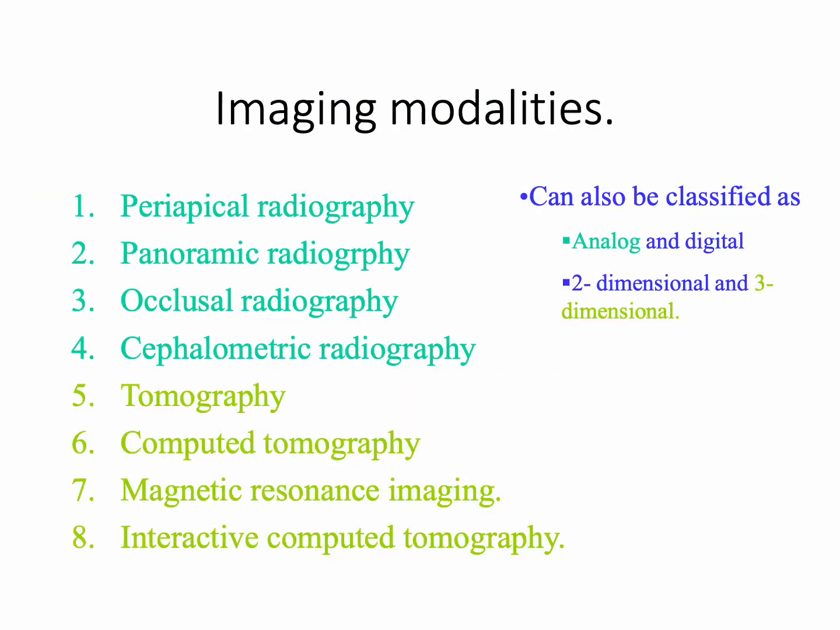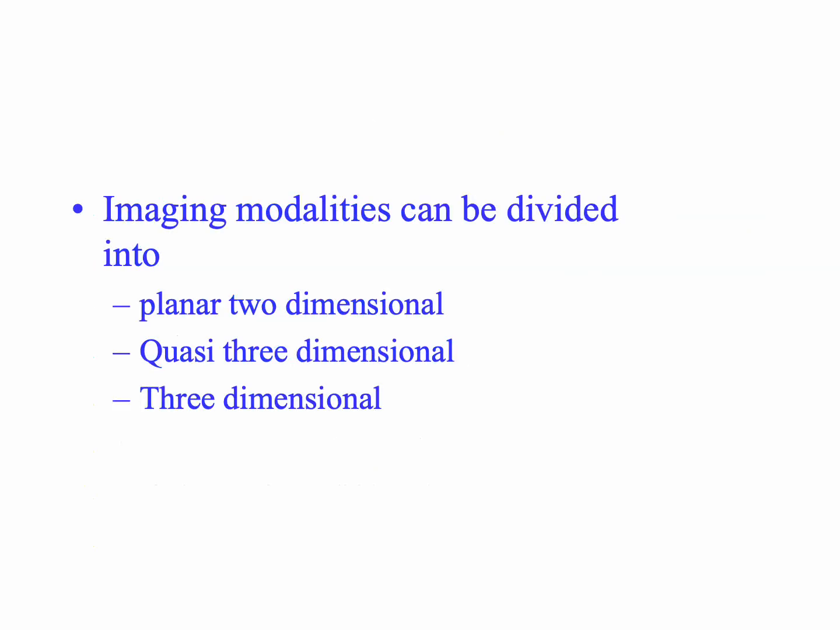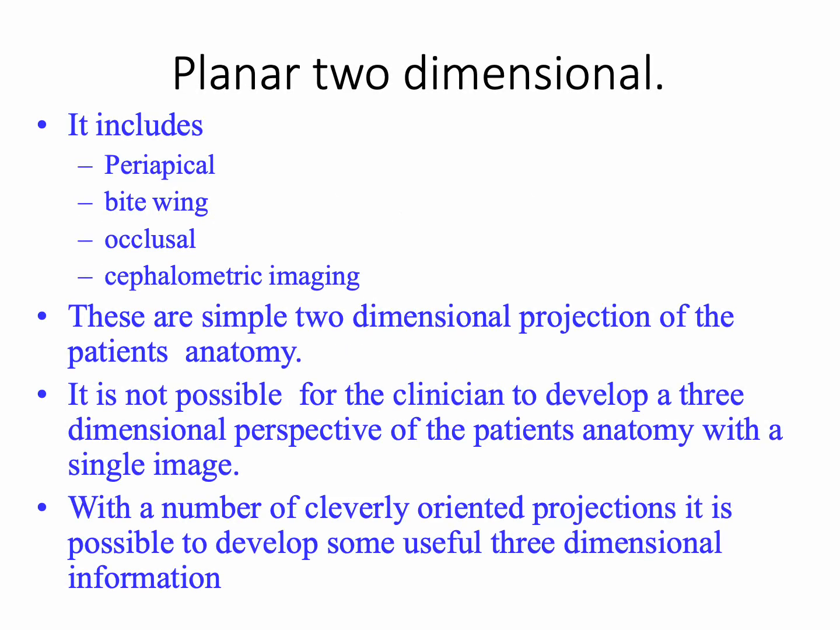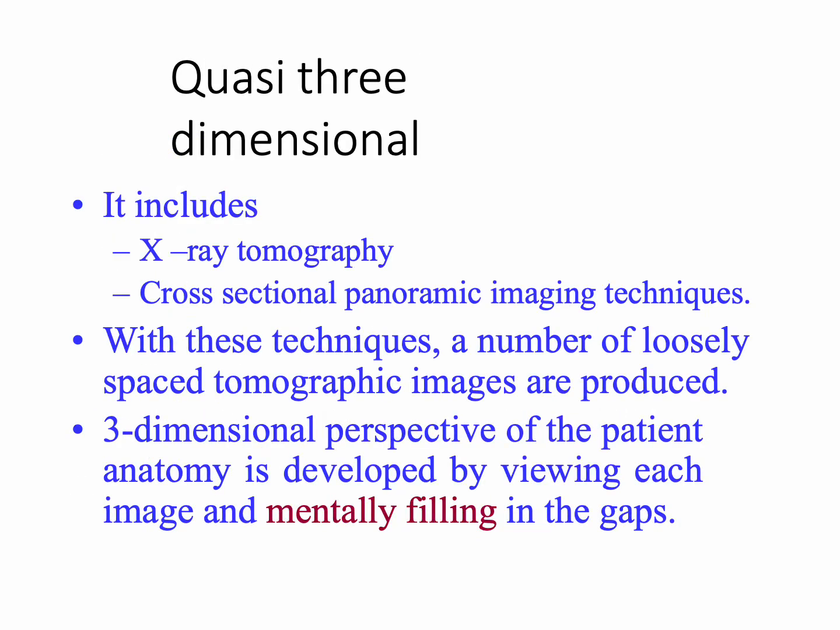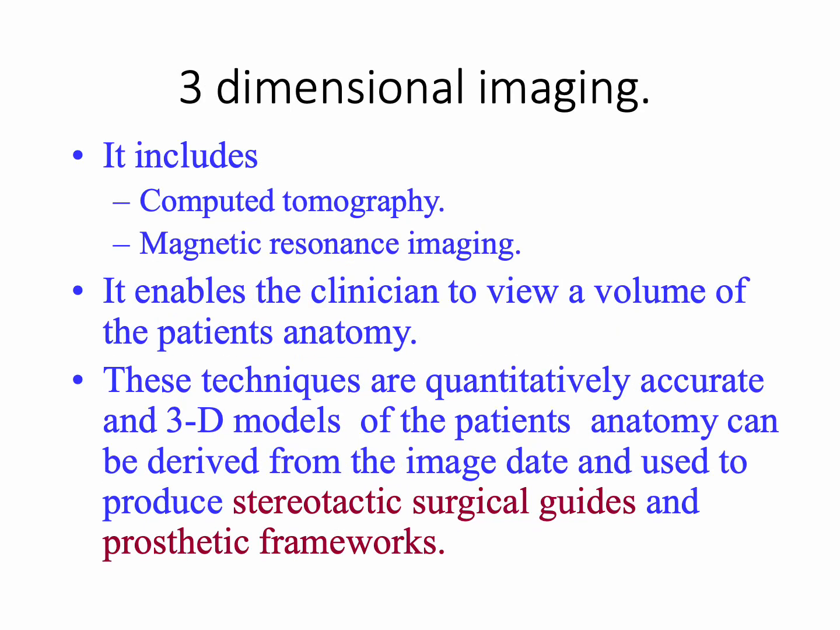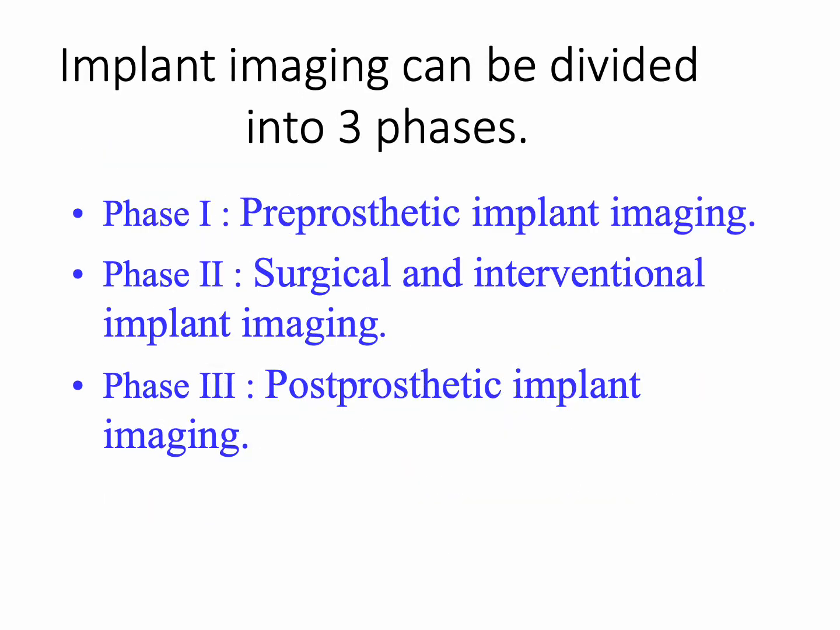There are various imaging modalities, as mentioned in this slide, and these modalities can be divided into planar 2-dimensional, quasi 3-dimensional and 3-dimensional. Planar 2-dimensional includes periapical, bite-wing, occlusal and cephalometric imaging. Quasi 3-dimensional includes X-ray tomography and cross-sectional panoramic imaging techniques. 3-dimensional imaging includes computed tomography and magnetic resonance imaging, that is MRI.